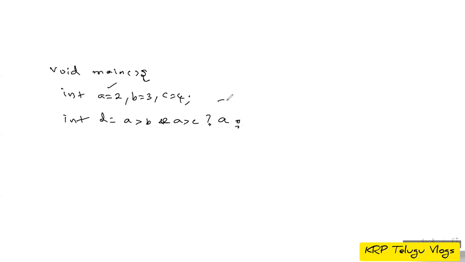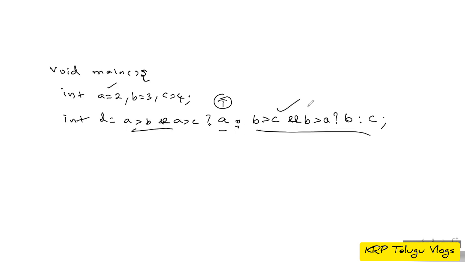Otherwise, this is the true part for this one. The remaining part, everything, is the false part. So here in the false part we check B is greater than C and B is greater than A. If this is true, it returns B, else it returns C. Clear? Yes, sir. For this one, this is the true part and the entire thing is the false part. For this one, this is the true part and this is the false part.